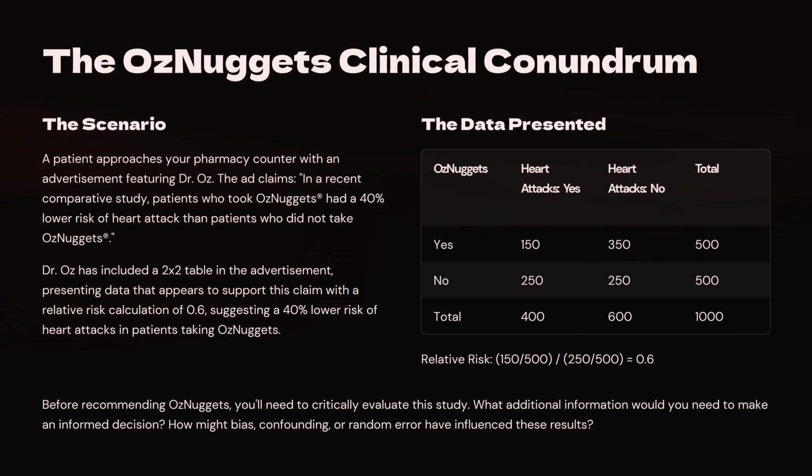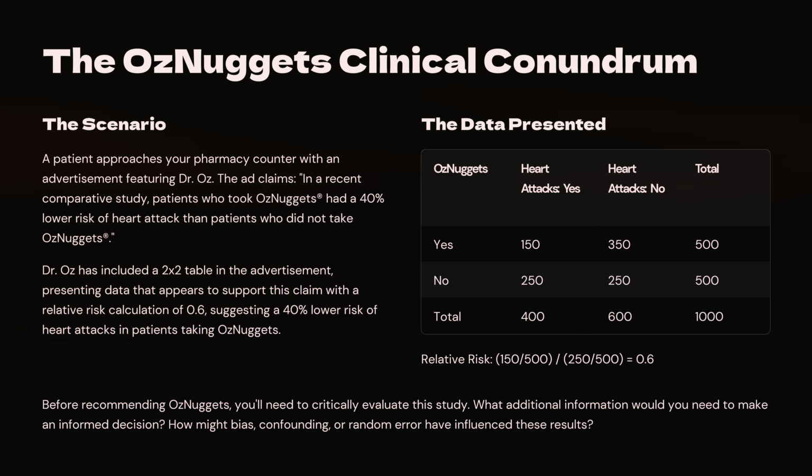Now let's first introduce a clinical conundrum as we go through this lecture. So here is the Oz nugget clinical conundrum. Scenario: a patient approaches your pharmacy counter with an advertisement featuring Dr. Oz. The ad claims, in a recent comparative study, patients that took Oz nuggets had a 40% lower risk of heart attack than patients who did not take Oz nuggets. That's pretty sweet. Dr. Oz has included a 2x2 table in the advertisement.